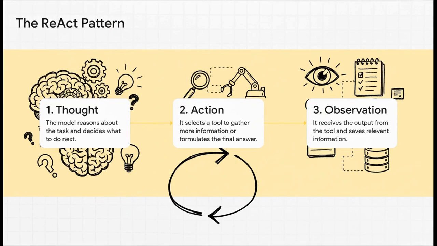But how does a single agent actually think its way through a problem? Well, a really popular method is a pattern called ReAct. It creates this really powerful cycle. First, it has a thought. Okay, what's my next logical step? Then it takes an action based on that thought, like using a specific tool. Finally, it makes an observation. It looks at the result of its action. And that new piece of information feeds right back into its next thought. It just keeps repeating that loop, thought, action, observation, until the job is done.